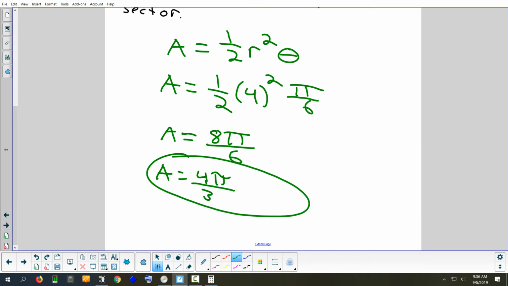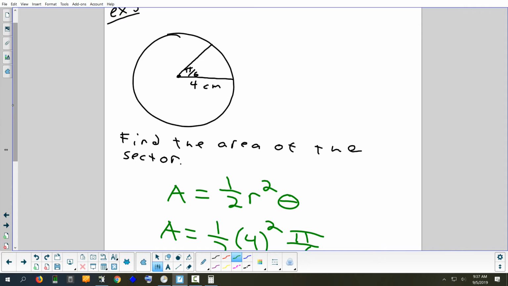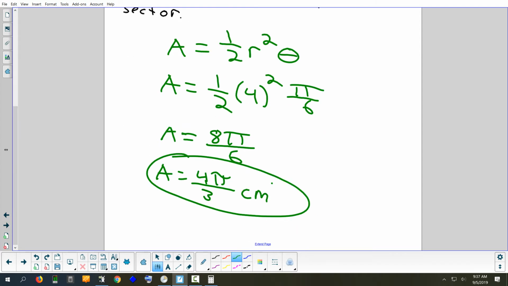And what's 4 pi over 3? It's the area. So we go back up. Okay, and be careful. Based on that picture, what label should I put on that? Yep. Centimeters squared, because it's an area. Okay. Any questions on that? Okay. So that's finding A.